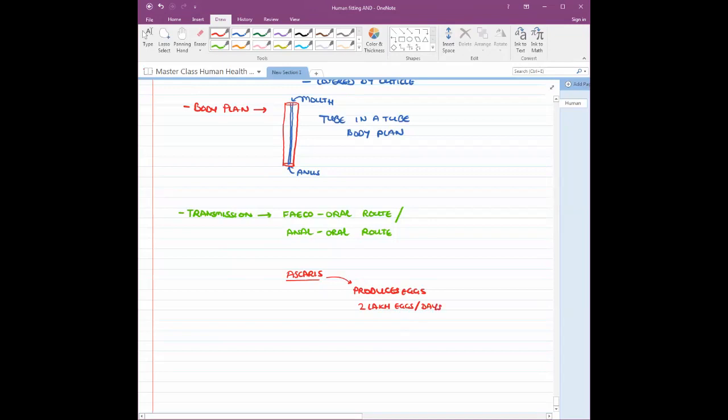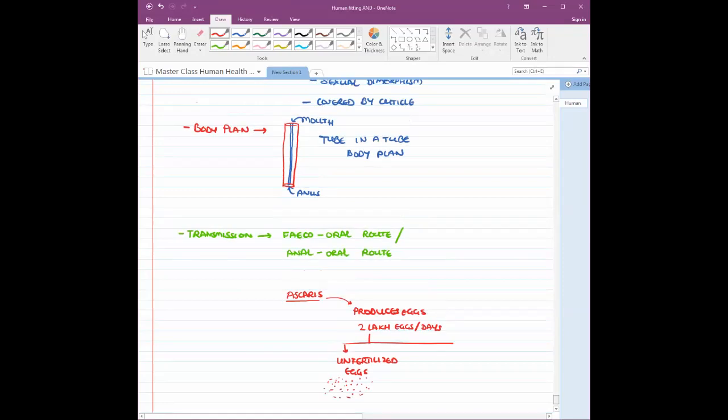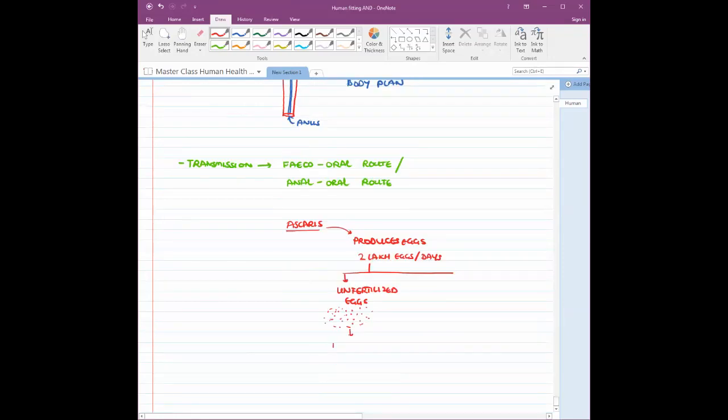2 lakh eggs per day. But now, guys, when we talk about these eggs, they are going to be of two types. We can have either fertilized eggs or unfertilized eggs. If we are looking at the unfertilized eggs, they are not going to be of any harm to us. These are non-pathogenic, so we don't have to worry about them at all.